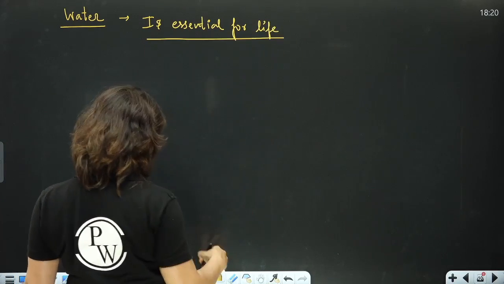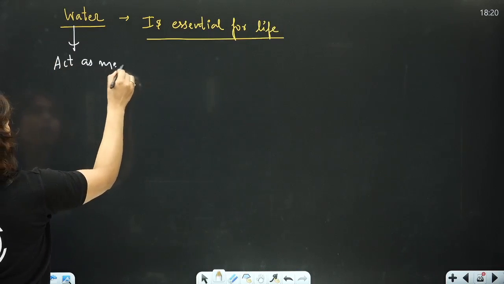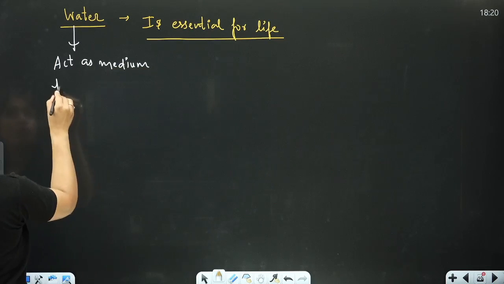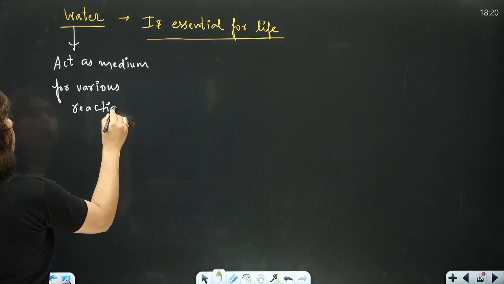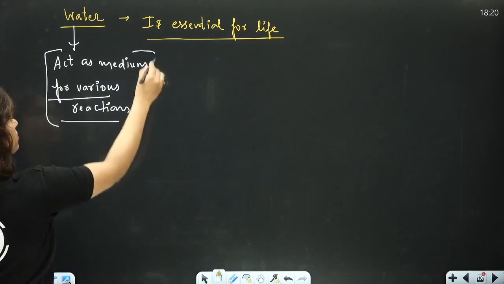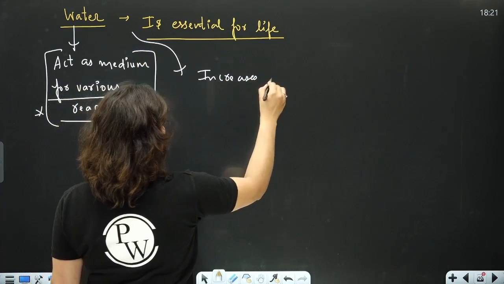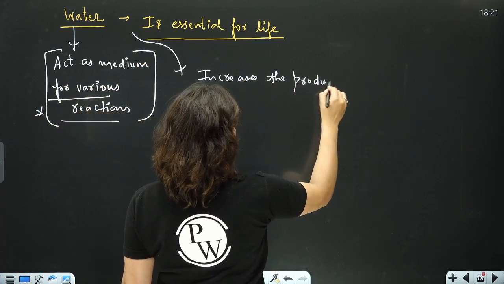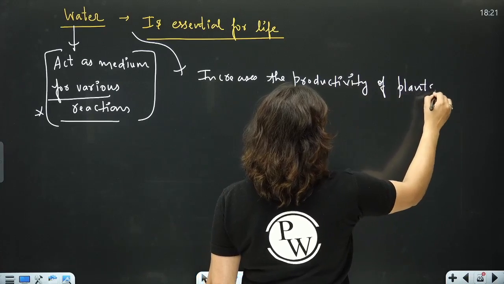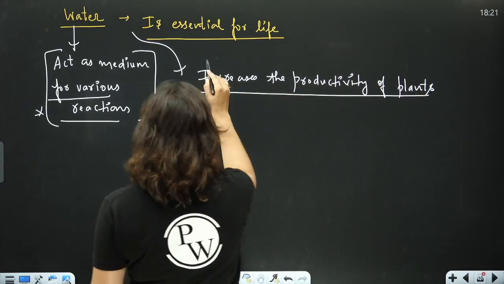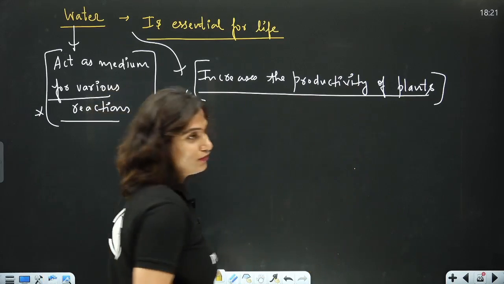Because of many reasons. It acts as a medium for the various reactions occurring in our body. If the water is not there, then who will act as the medium for the various reactions occurring in our body? Water increases the productivity of plants. And because it increases the productivity of plants, the animals in that habitat which are surviving on plants can also grow. So this is how water controls the life in any particular area.